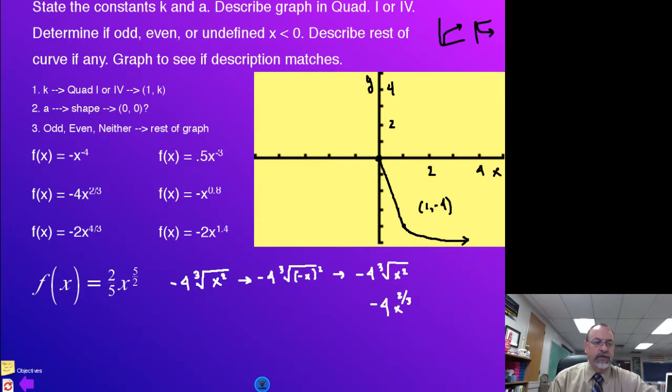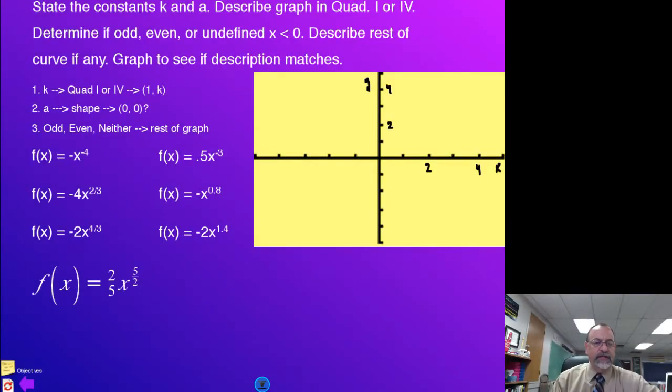meaning that this function is even. So that means it's reflected over the y-axis, so it's going to look exactly the same on the left side of the axis as it does on the right. So this 1, -4 is going to be reflected over here, so that's going to be here. And then the shape is going to look exactly the same on this side if I just reflect this over, and it's going to look like that. So this would be the graph of the function negative 4x to the 2/3. And we click on this, and you can see that I'm pretty close to what we wanted to have.